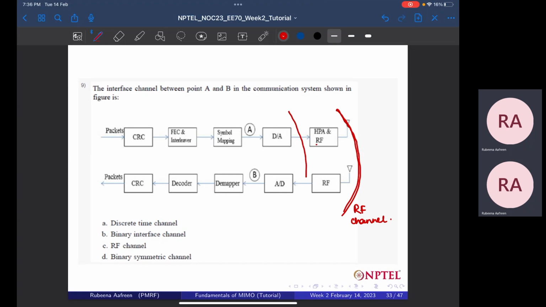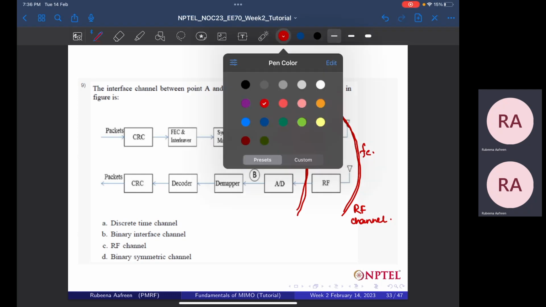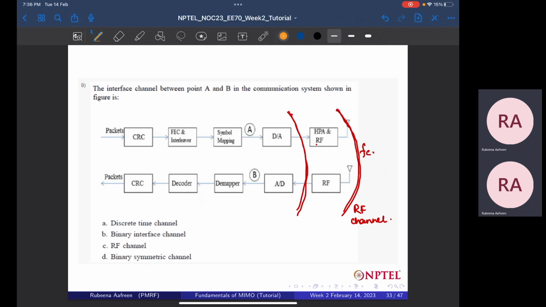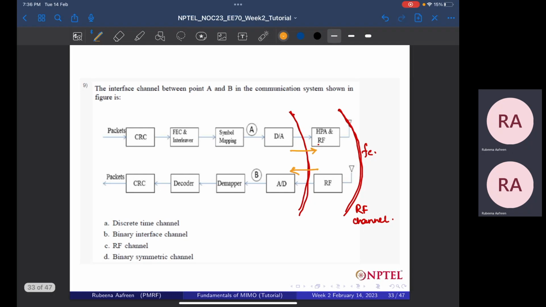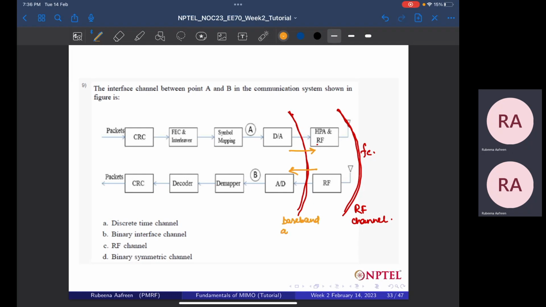But if we consider this interface, then we don't need to consider this carrier frequency. For this interface, there is one analog baseband signal incoming, and then there is one analog baseband signal coming back from the channel. So this is one baseband analog channel. So the naming of the channel varies with what we require. We don't require FC here. So in spite of the RF amplifier being there, we don't consider it, because at the receiver, the reverse process is happening.